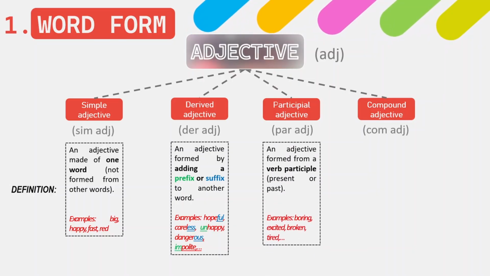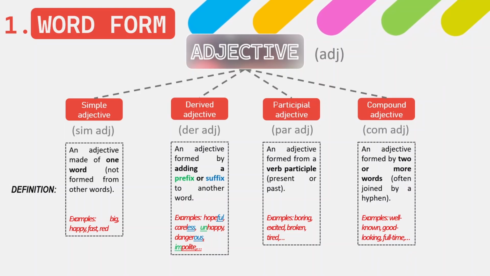Participle adjectives are formed from a verb's participle, present or past, and are used to describe a noun. It expresses a state, feeling, or effect. For example, boring, excited, broken, tired.